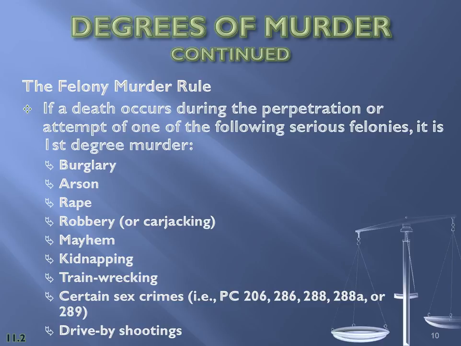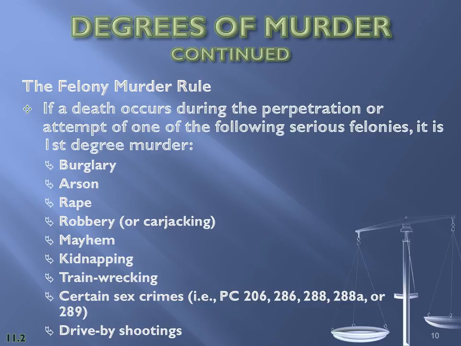So now we're going to swing back over here and finish up degrees of murder and talk about the felony murder rule. If a death occurs during the perpetration, carrying out, or attempt of one of the following serious felonies on this list, it is first-degree murder. The easy one to think of is robbery. So it's burglary, arson, rape, robbery, mayhem, kidnapping, train wrecking, my fave, certain sex crimes, and drive-by shootings.